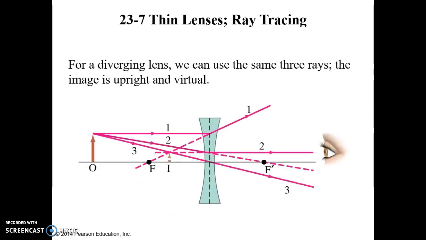Now for diverging lenses, we can use the same three rays, but the image is upright and virtual. Note that ray 1 is drawn parallel to the axis, but does not pass through the focal point F' behind the lens. Instead, it seems to come from a focal point F in front of the lens. Ray 2 is directed towards F' and is refracted parallel to the lens axis by the lens. And then ray 3 passes directly through the center of the lens. Also note that the eye does not distinguish between real and virtual images. Both are visible.